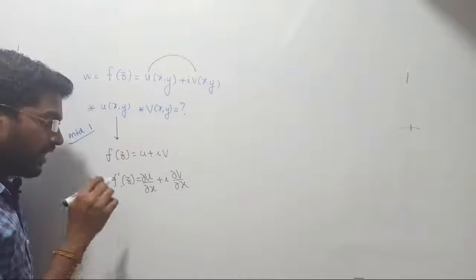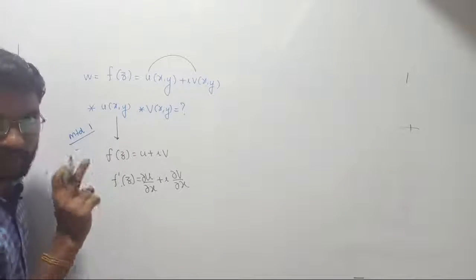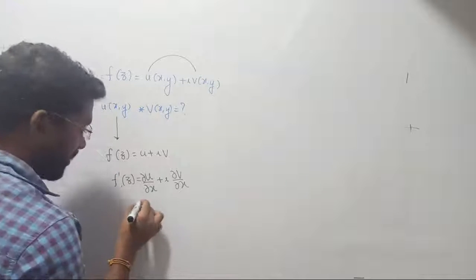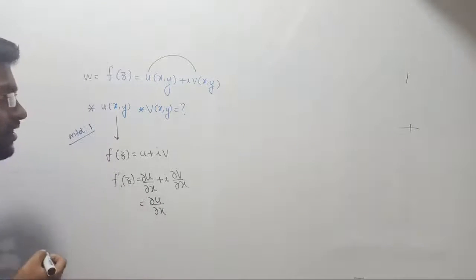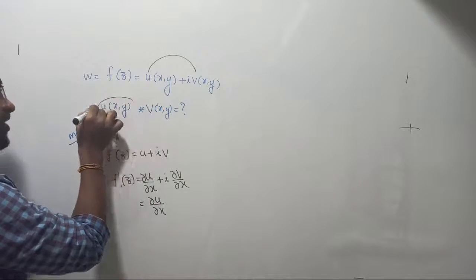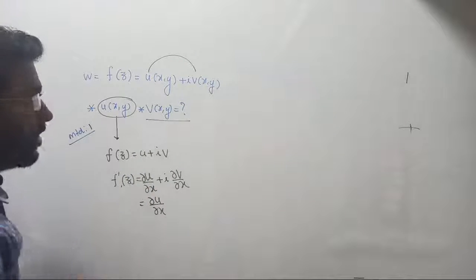The conclusion is, I said I am doing differentiation with respect to x, right? Fine. So, such that this function can be written as dou u by dou x. I don't have any problem. Now, what was given to us? Given to us, u of x comma y is given. The question is, v of x comma y is to be found.